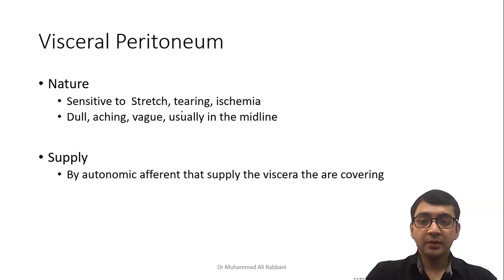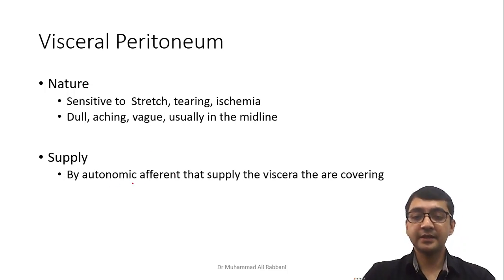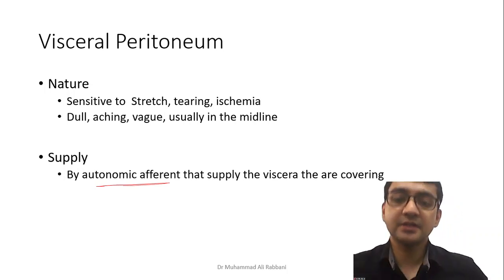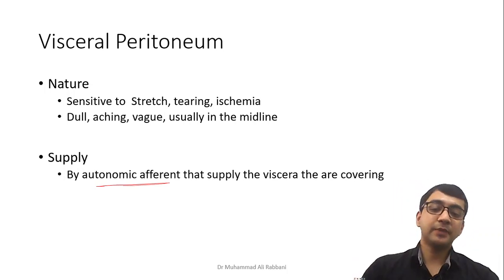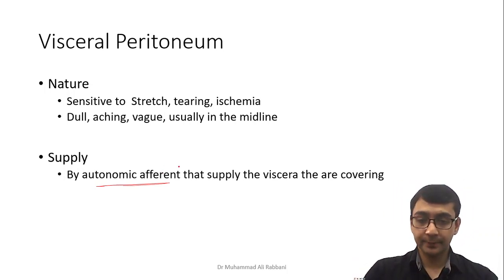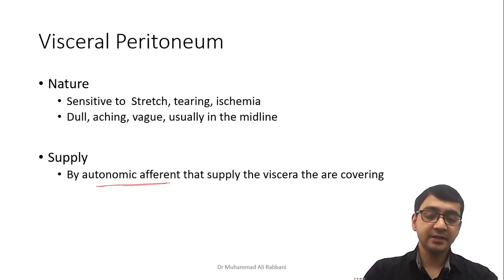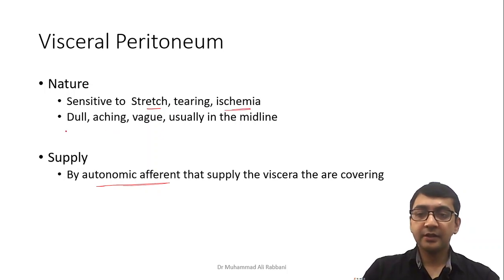Visceral peritoneum is covering the viscera. It will have the same nerve supply as the viscera, and that is the autonomic afferents. Autonomic afferents you study with each viscera individually. These are from the multiple plexuses that are covering the vessels and all that. Whichever the viscera nerve supply is, that is the nerve supply of the visceral layer of peritoneum, and these are sensitive to fewer modalities: stretch, ischemia, and maybe tearing.